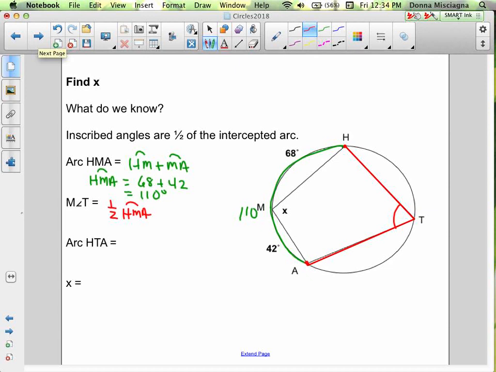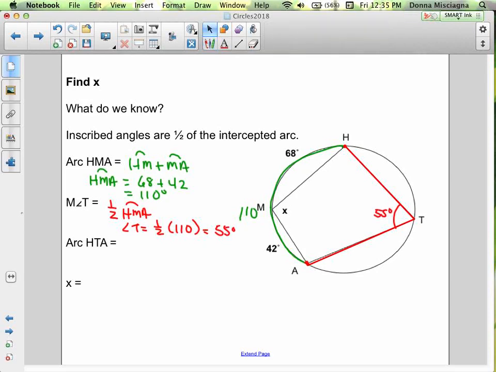Circles is going to be a huge portion of this semester's grade, and if you're having trouble with circles, that's not going to bode well, right? You need to be able to find those measures, and really the mathematics isn't that difficult so long as you see where each angle's intercepted arc is. So angle T is half of arc HMA, which means that angle T equals half of 110 degrees, which is 55 degrees.